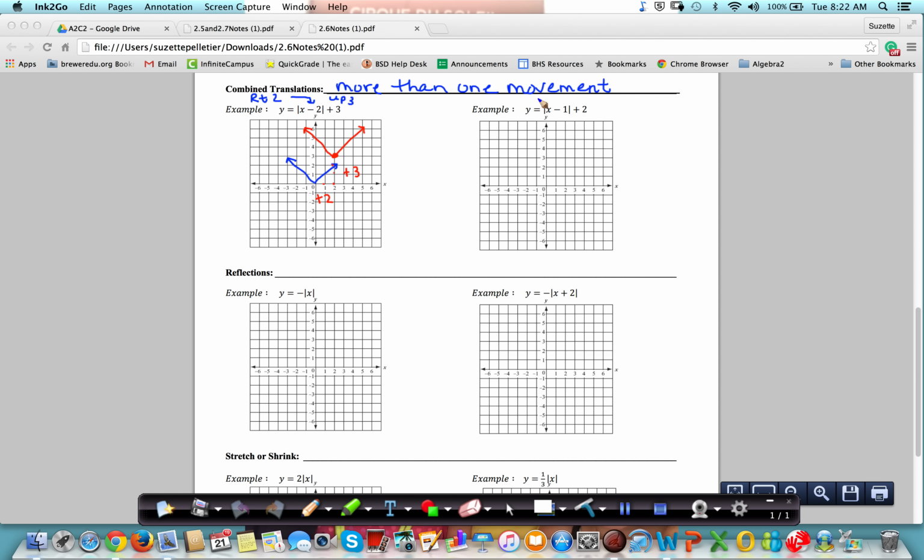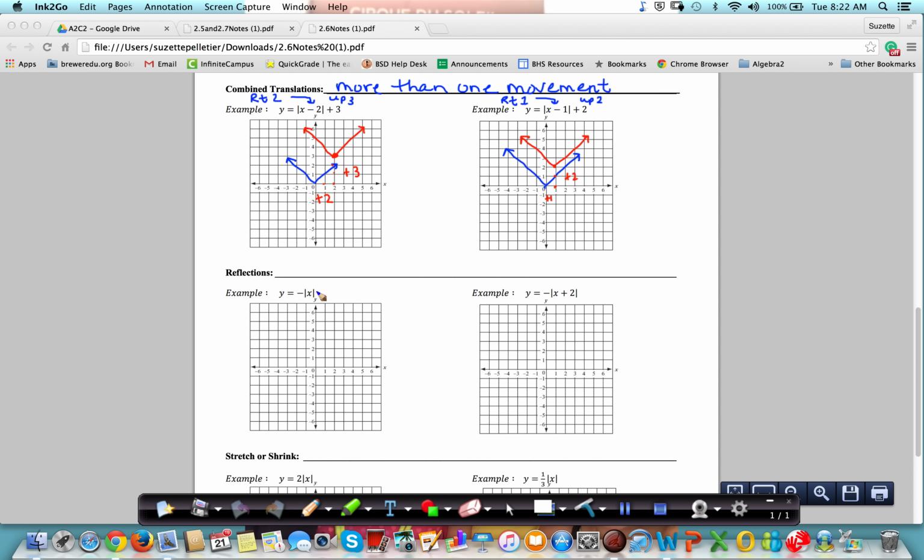This is telling me -1, so that's saying the opposite of left. So I'm going to go right 1, and again, I'm moving up, so up 2. Here's my parent. Okay, and then I'm going to take that parent function, and I'm going to think, to the right 1, and then up 2. So +1, and then +2. Here's where my translated function is going to be sitting. To the right 1 and up 2. So that takes care of compound or combined.